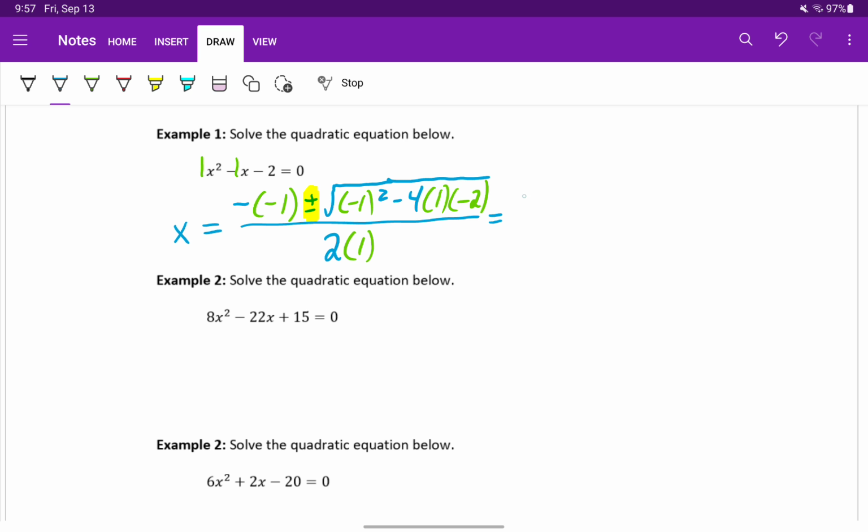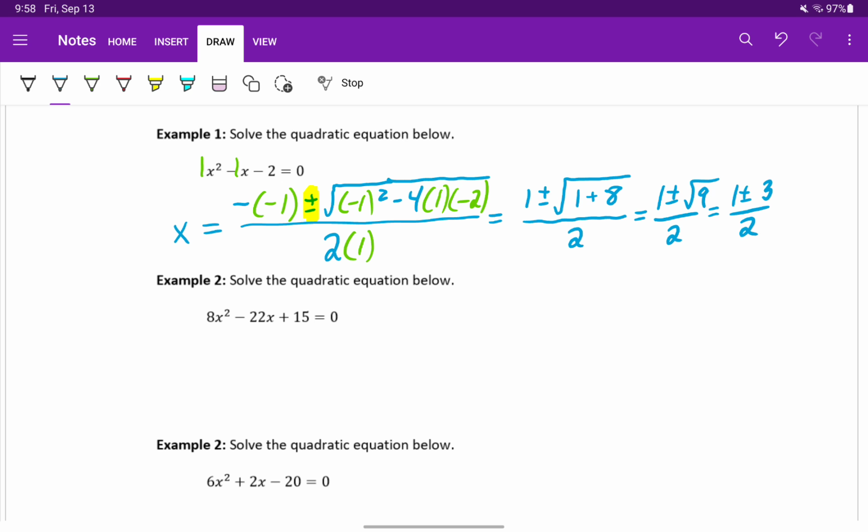Starting with that opposite of negative 1, those two negatives will cancel, giving us positive 1. Plus or minus the square root of negative 1 squared will be positive 1. Then we'll have minus 4 times 1 times negative 2. The two negatives will cancel out, giving us a positive 8 over 2. So this will be 1 plus or minus the square root of 9 over 2, or 1 plus or minus 3 over 2.